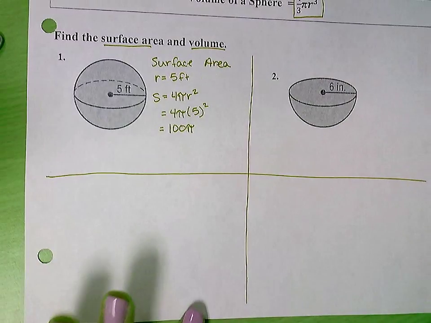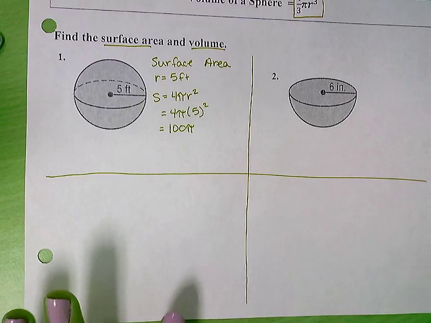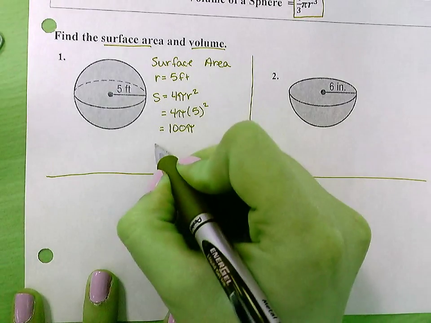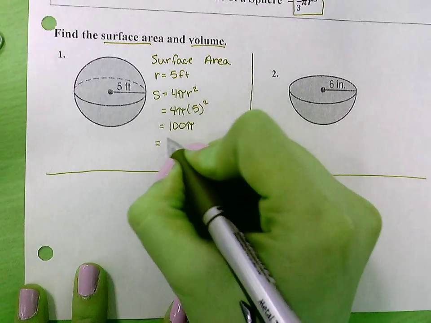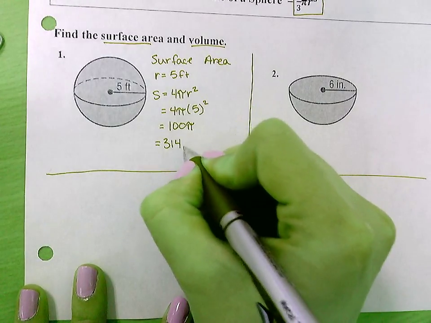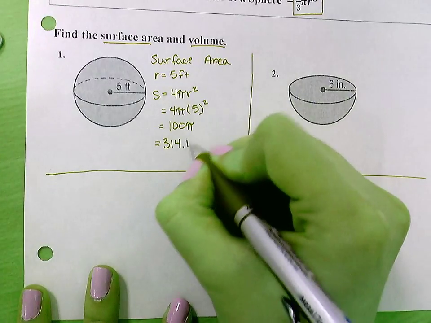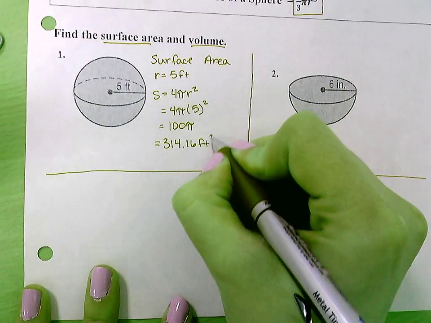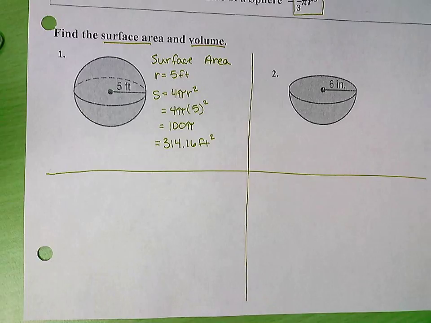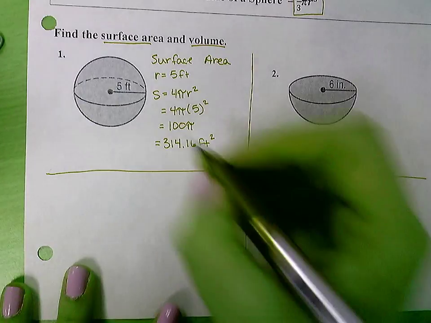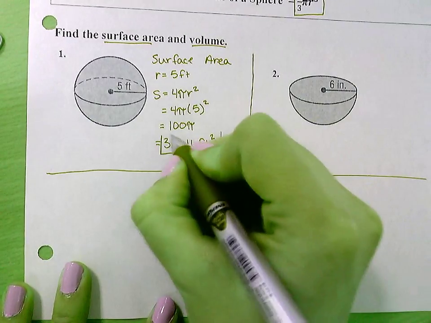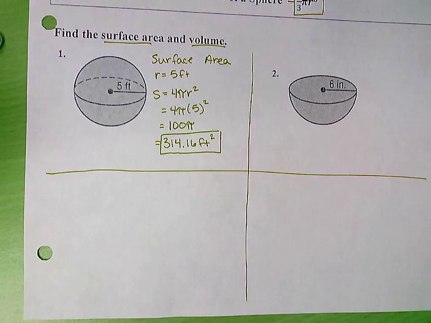Okay, you could leave it like that. That's exact form again. Or if you plug this into your calculator, you will get about 314.16 feet squared. And again, we're looking at the surface area, so your units are squared. That would be your surface area for your final answer there.